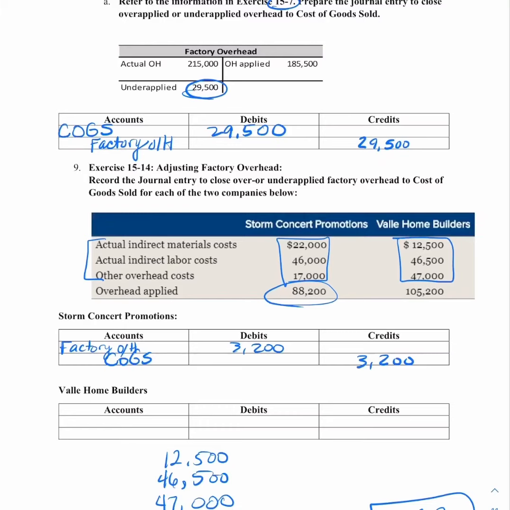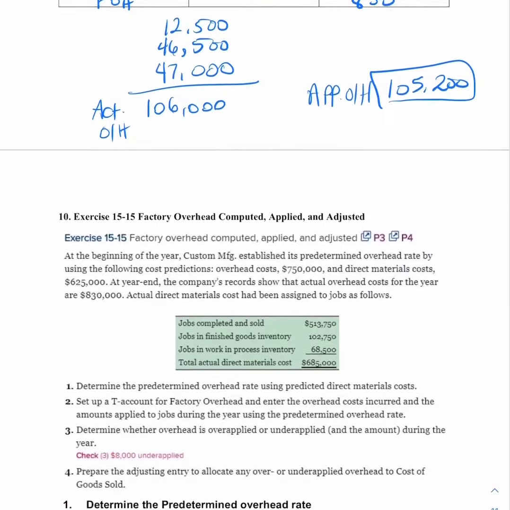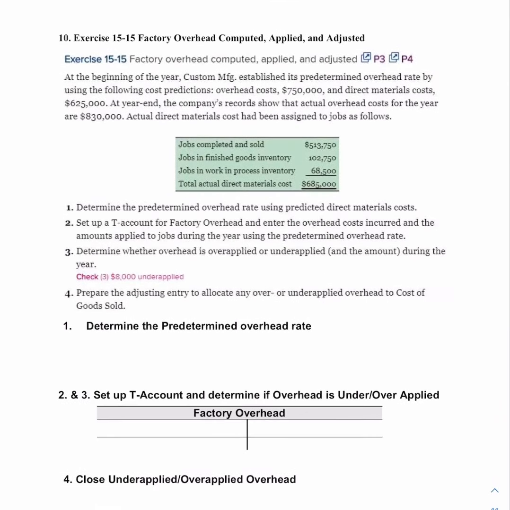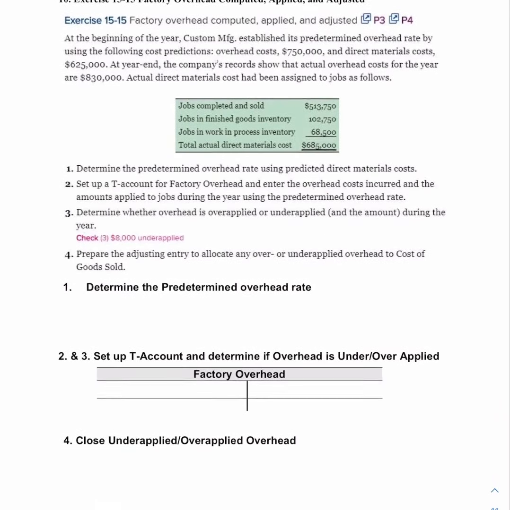So how do we handle that? Well, that's just what we saw in the previous question, where we are going to debit the cost of goods sold account for $800, and we will credit the factory overhead account for $800. So we are now moving on to the final question in the assignment. And this question, once again, is dealing with factory overhead.